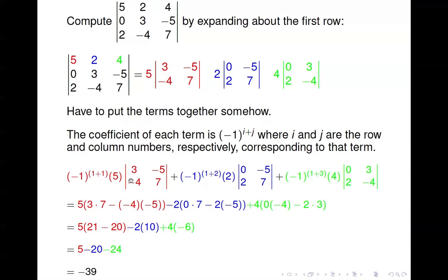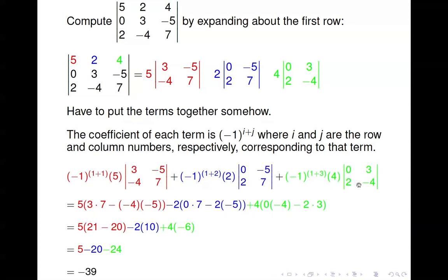Alright, then for the next term, this one, the 2, the blue term, came from this entry here. The 2 is in the first row, second column, so that means the coefficient here is minus 1 to the 1 plus 2. Row 1, column 2, that's where the 1 plus 2 comes from. And then for the 4, the green term, it's in the first row, third column, so we have minus 1 to the 1 plus 3 as the coefficient in front of that term.